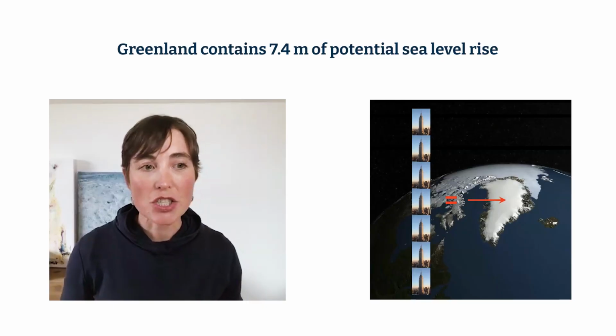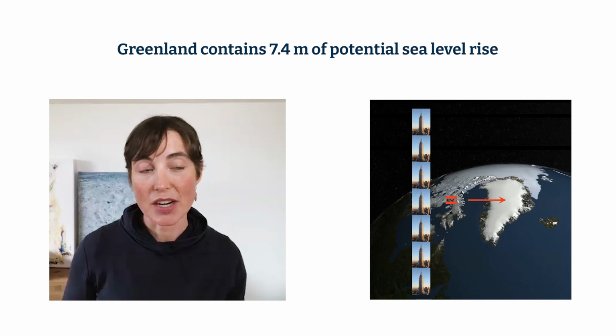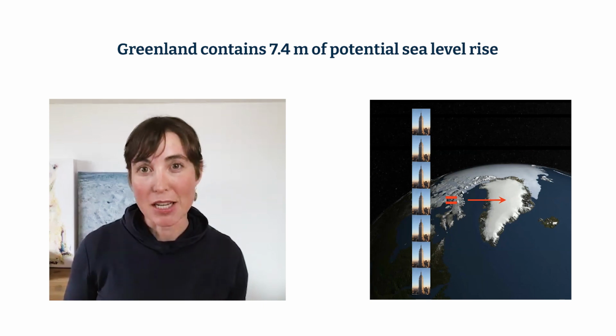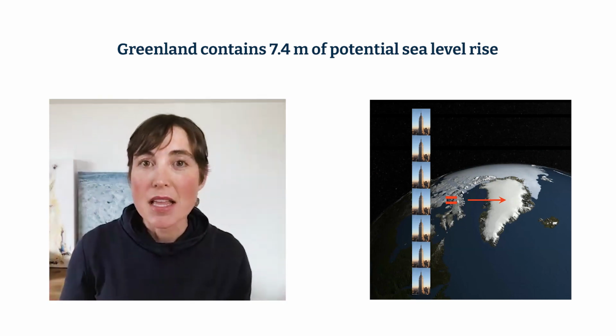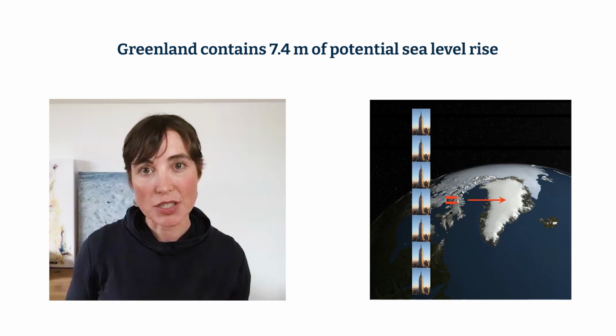The Greenland ice sheet reaches almost 3 kilometers thick in the interior. Imagine stacking 7 Empire State Buildings on top of each other from ground to the tip of the top. That means that the Greenland ice sheet contains roughly 7.4 meters of potential sea level rise. The Antarctic ice sheet, almost 60 meters of sea level rise. And as we're losing this ice, it's become the major contributor to sea level rise.